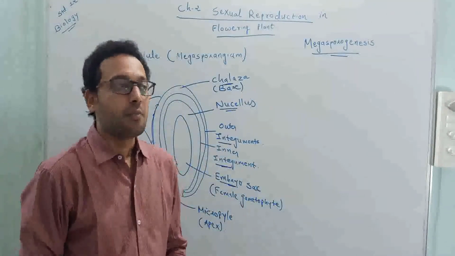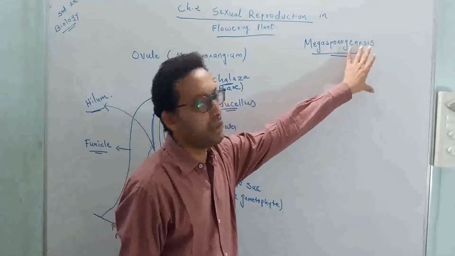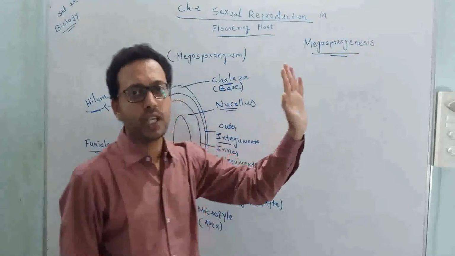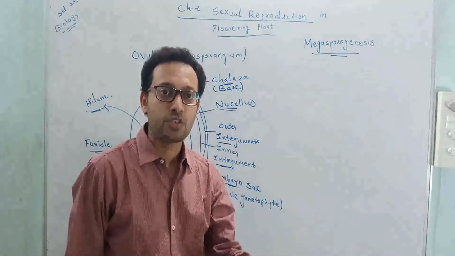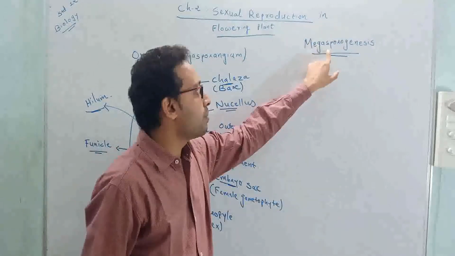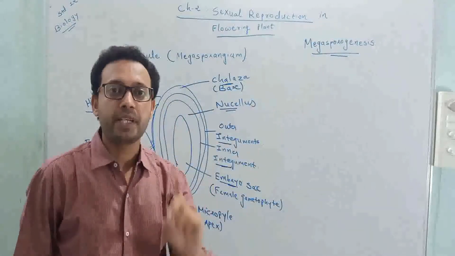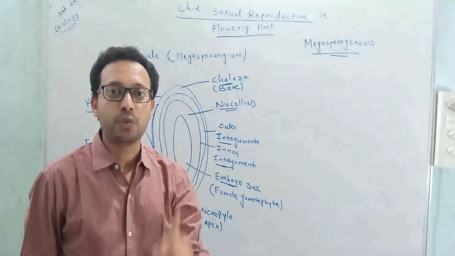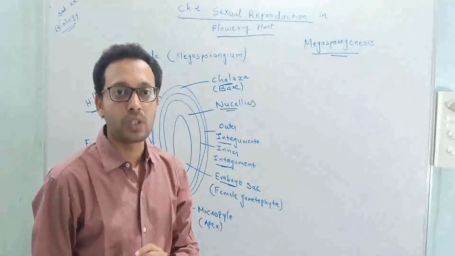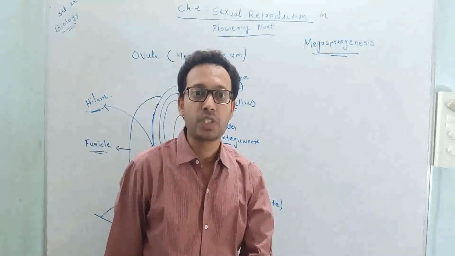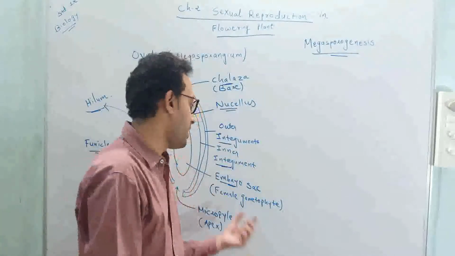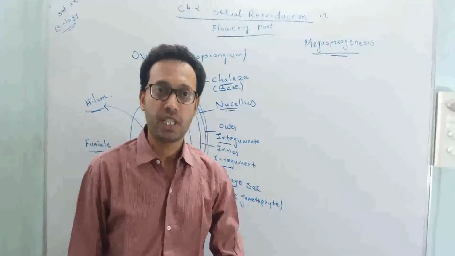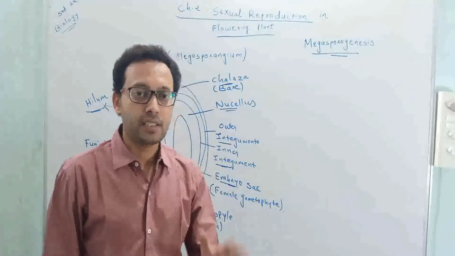Megasporogenesis. You already know the meaning of genesis; genesis means formation. Formation of what? Megaspore. The formation of megaspore is called the megasporogenesis process. Here a megaspore is formed, and this megaspore finally develops into a female gametophyte, or what we call the embryo sac. How it occurs, that we will see.